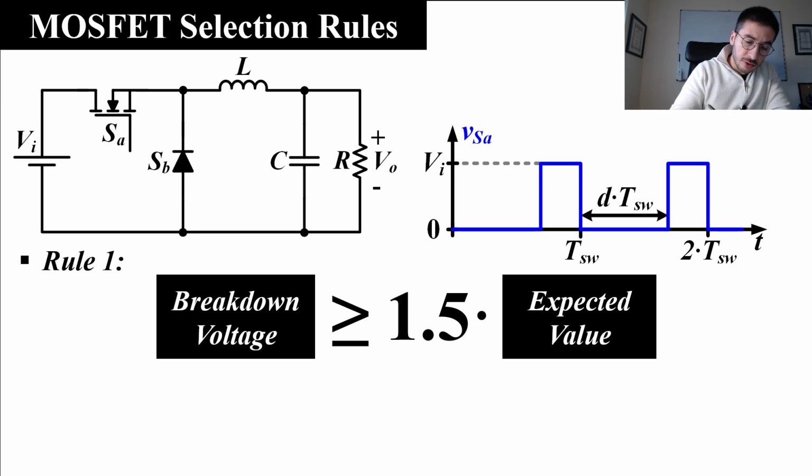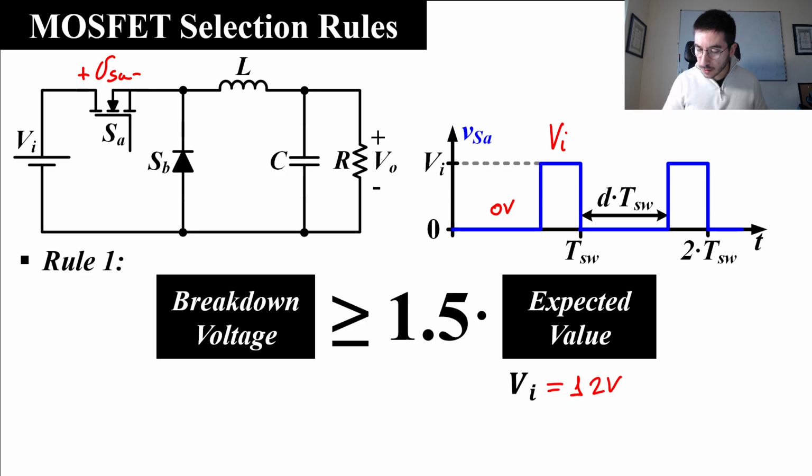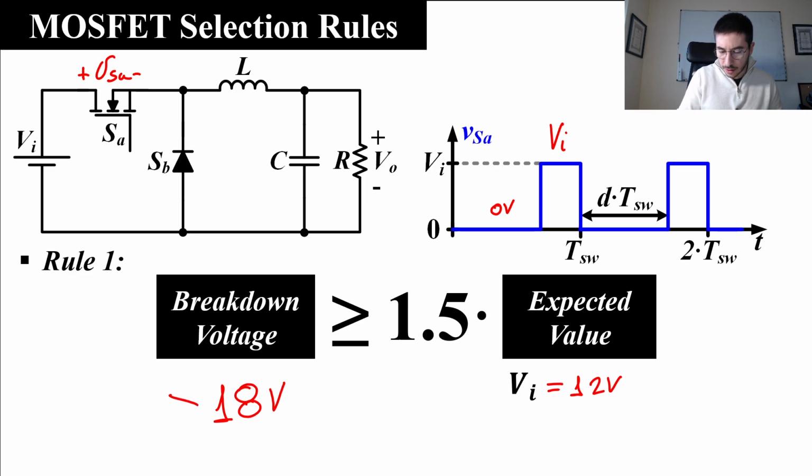So remember that we measured the voltage in this way, and we saw that during state number 1 the voltage across the MOSFET is 0, and then we have VI. So what is the expected value? The expected value is VI. In our particular design, VI is 12 volts. If we multiply 12 volts with 1.5, we have 18 volts. So we are going to choose a MOSFET whose breakdown voltage must be equal or higher than 18 volts. Okay, this is the first rule.